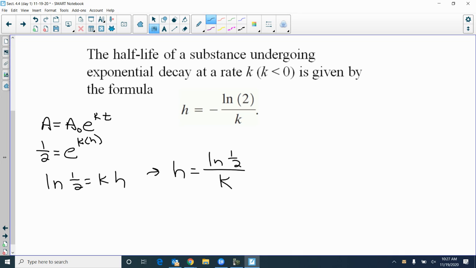All right, why are those the same? I want you to take a look at that. Because we just did that. You've got to agree that's natural log of 1/2 divided by K, but they give you this slightly different formula, natural log of 2 divided by K with the negative out in front. Okay, I'm going to tell you that the natural log of 1/2 is equivalent to negative natural log of 2.